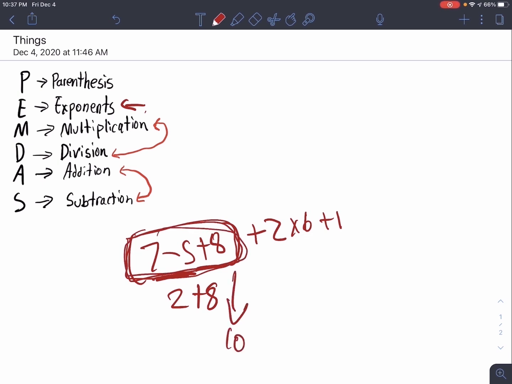Then you would not add 2. Remember, don't forget all the levels. The next priority is multiplication before addition. So you would do 2 times 6, which is 12, and then you would get 10 plus 12 plus 1. Now this is just simple addition, and you get 23.